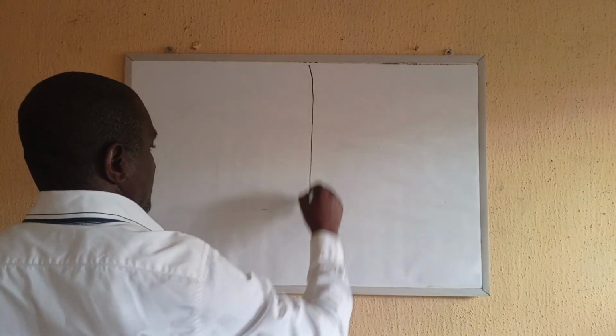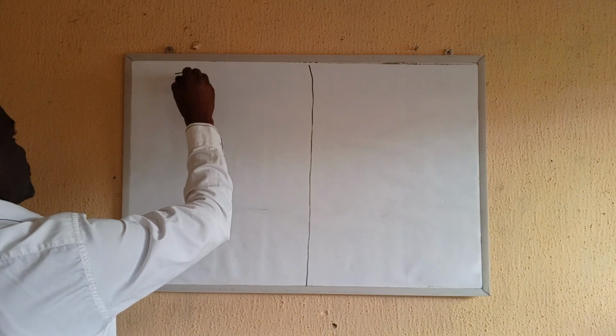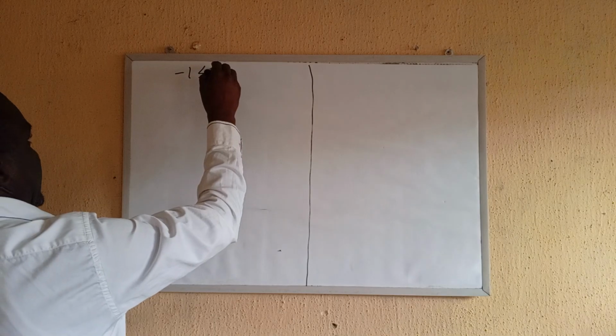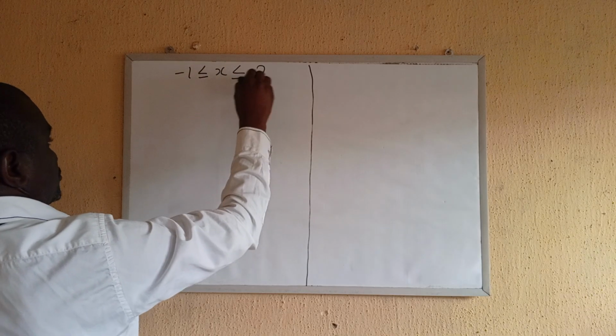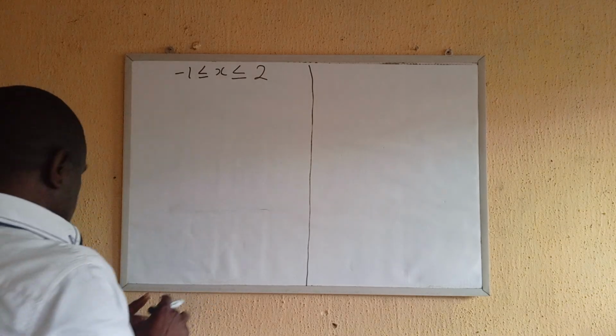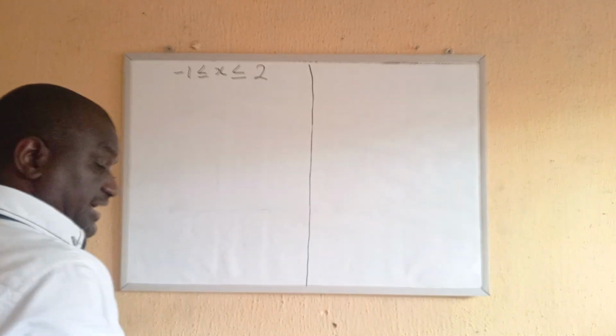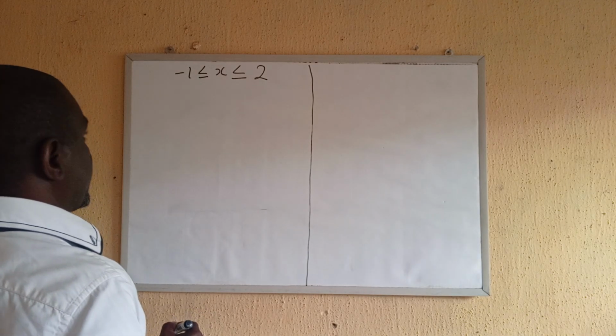Today we are looking at an example of a function. Now, if you look at the board, if you are given, let's say, -1 is less than or equal to x, x is less than or equal to, let's say, 2. This is the range of values of x, and we said x is an independent variable.